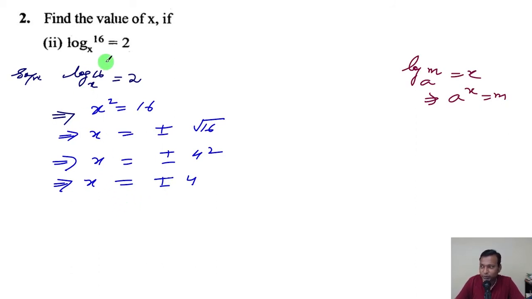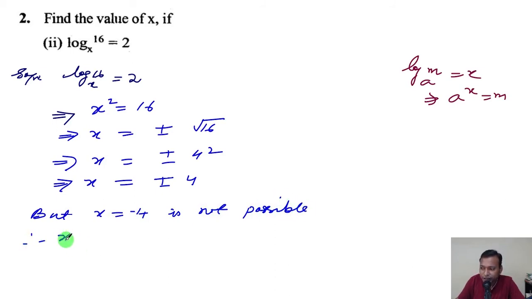But as we know, by definition of logarithm, this x base cannot be negative. Here x is base and base is never negative. So we will neglect this minus value. x equal to minus 4 is not possible. And therefore x equal to 4. Hence the value of x is plus 4.